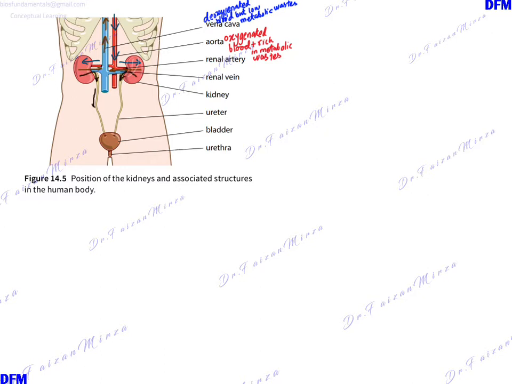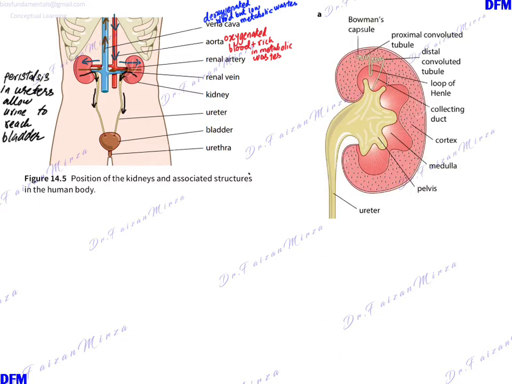The filtered part forms urine. It travels from the kidney into the ureters. The ureters take this urine through peristalsis into the urinary bladder. At the end of the bladder, there is the urethra, and there are sphincter muscles that prevent the leakage of urine, and you can void urine at your will when your bladder is full or when you want to void.